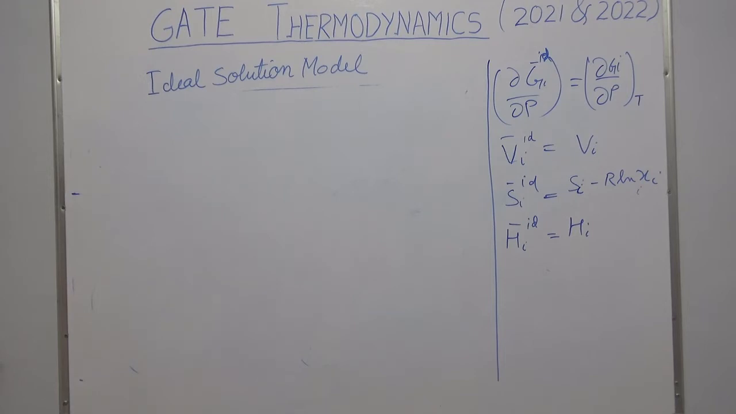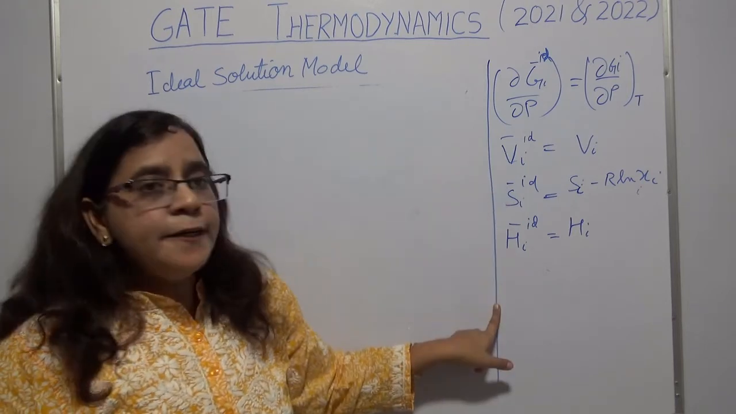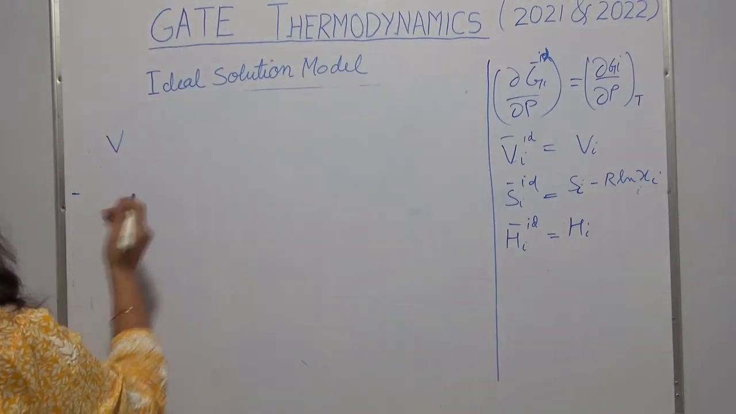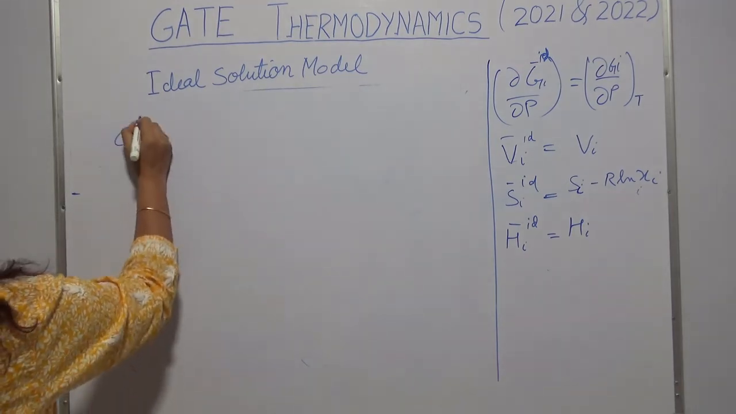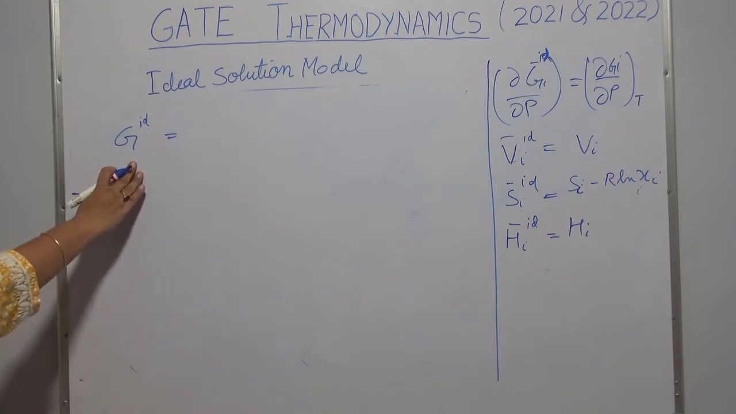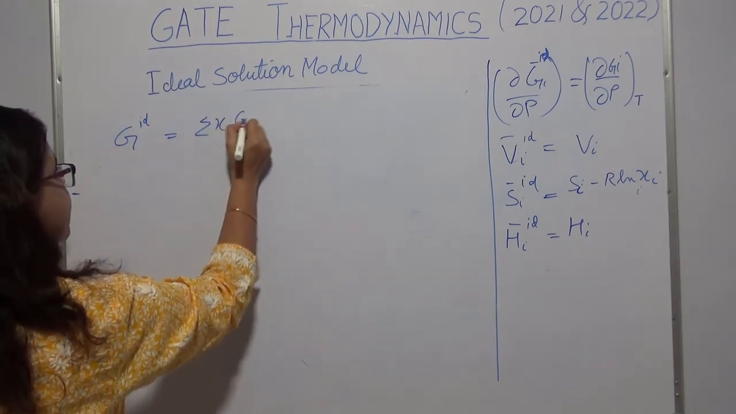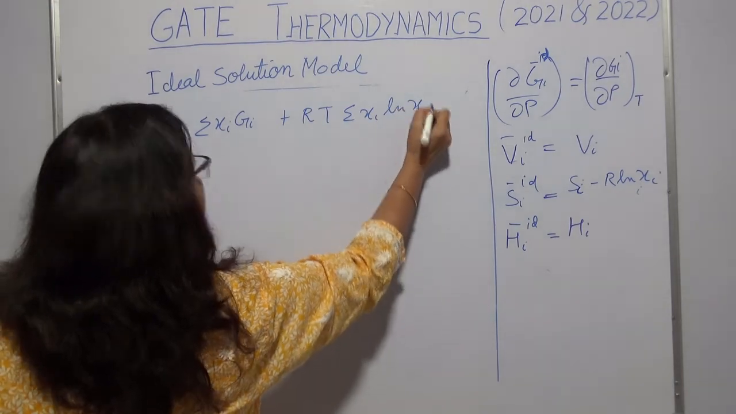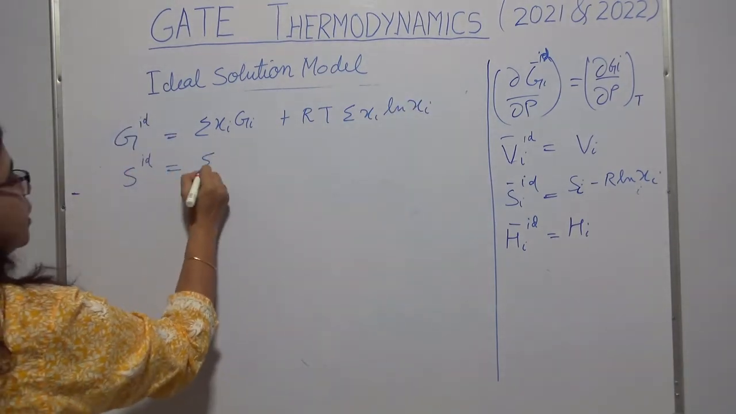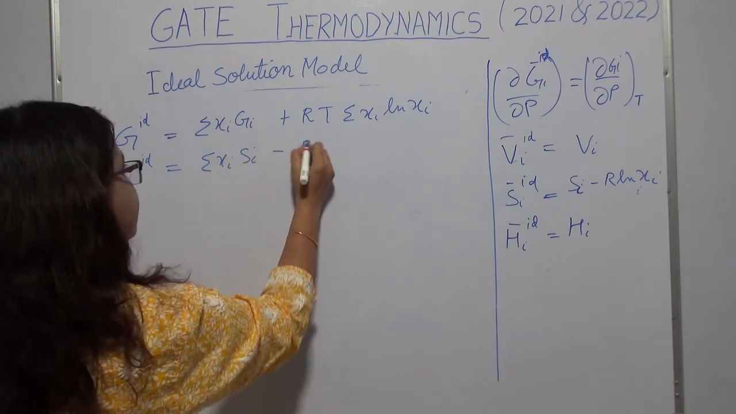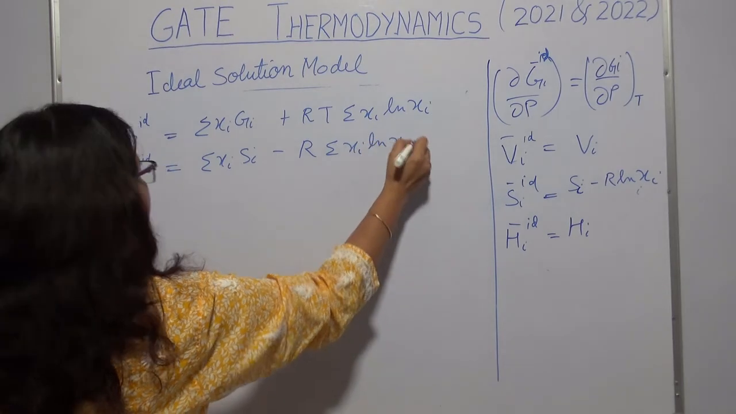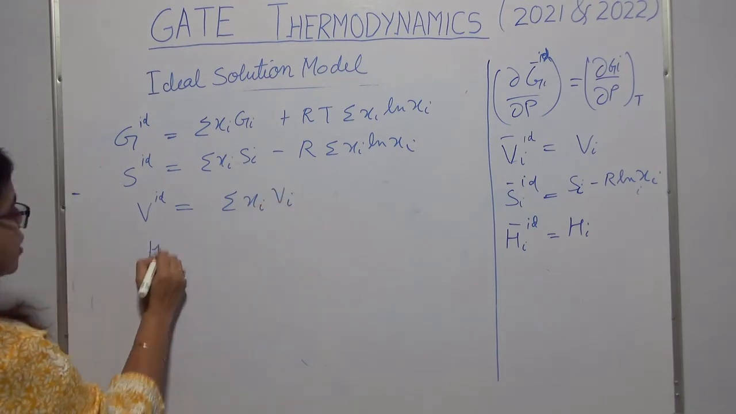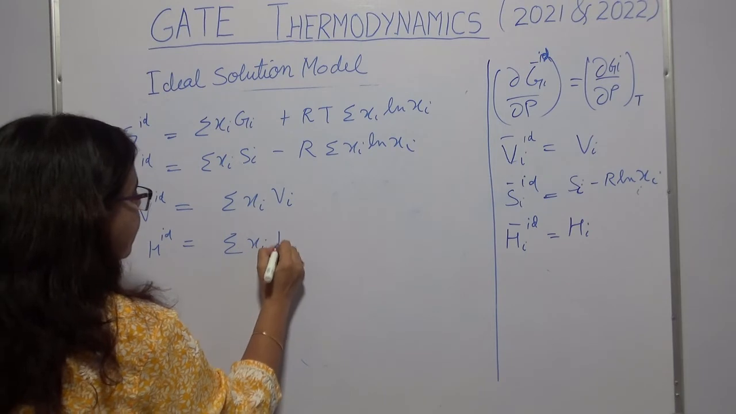quantities. Next, you find out solution properties by using the summability relation. Again, for your ideal solution, let's start writing with G^ID. The solution property for an ideal solution is equal to summation Xi Gi plus RT summation Xi ln of Xi. Similarly, your S^ID will be equal to summation Xi Si minus R summation Xi ln of Xi. Your V^ID is equal to summation Xi Vi. Your H^ID will be equal to summation Xi Hi.